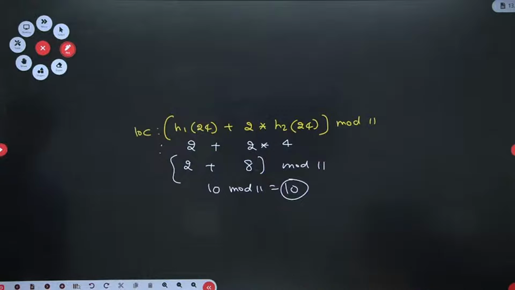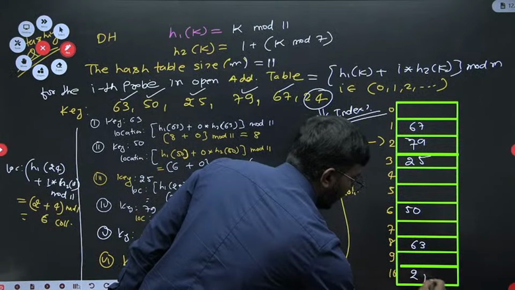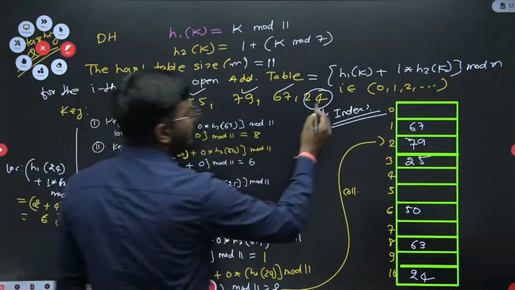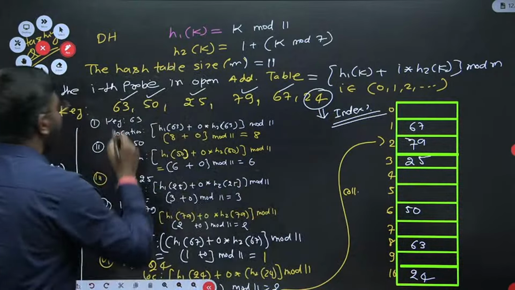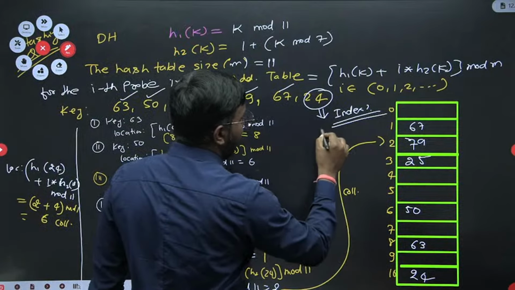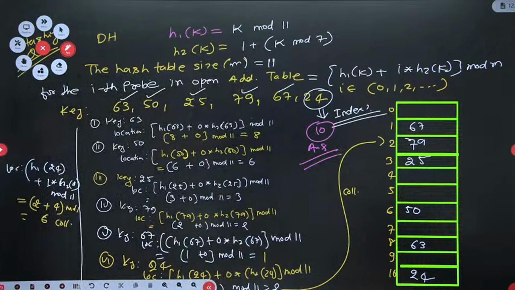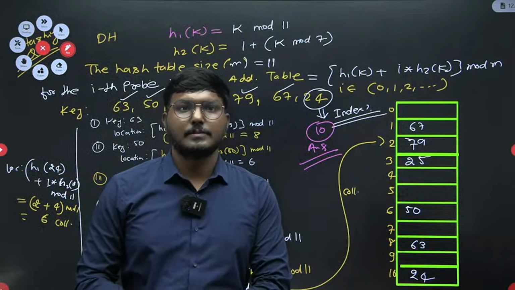Now see, location 10 is empty. So insert this 24 here. For the last key 24, the index value is nothing but 10. 10 is the answer. Getting my point? Understood? Any doubt? All clear?